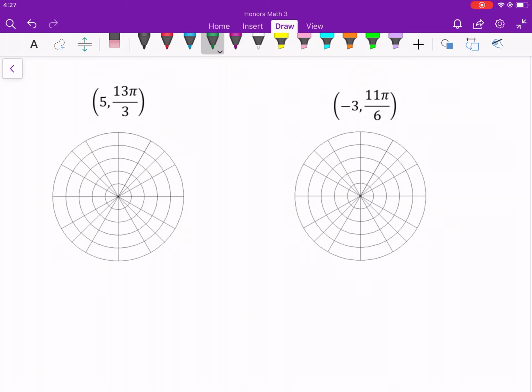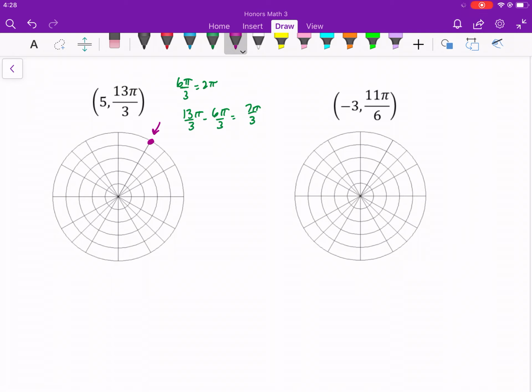So 13 pi thirds, you just need to know where that is. Remember that 6 pi thirds is the same as 2 pi. So if I subtract 6 pi thirds from 13 pi thirds, I get 7 pi thirds, which is still not on the unit circle. So you can subtract again and you get pi thirds. That's right here. So on pi thirds, you just go out 5. Once again, nothing too crazy. You just have to convert it to something you're used to.